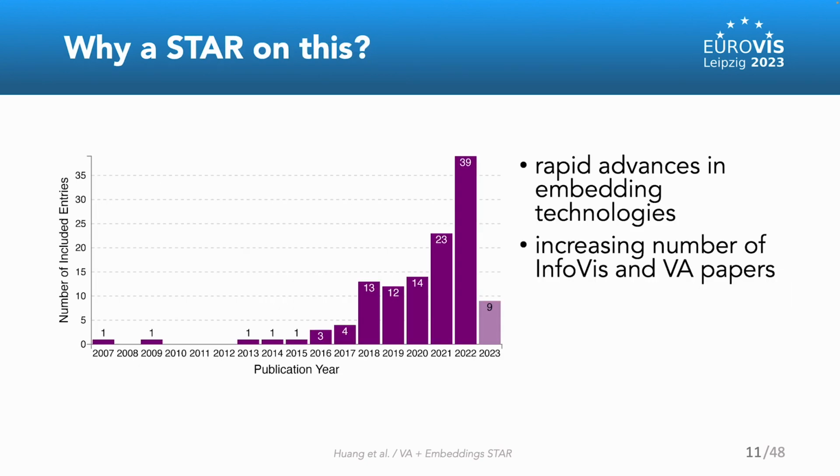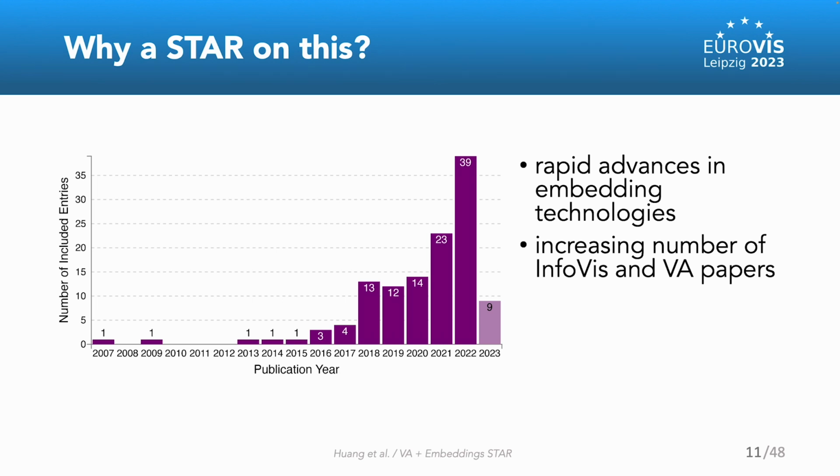So we have 2 initiatives in writing a state-of-the-art report on the use of embeddings in visual analytics systems. First, this is a timely and hot topic. There are simply more and more VA research papers that have started to mention the word embeddings and are actually using embedding technologies in their systems. On the left is the number of papers included in our survey, and you can see an increase over the years.